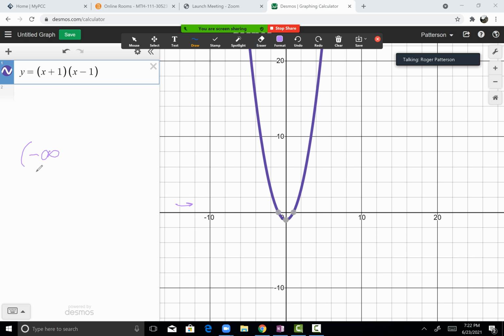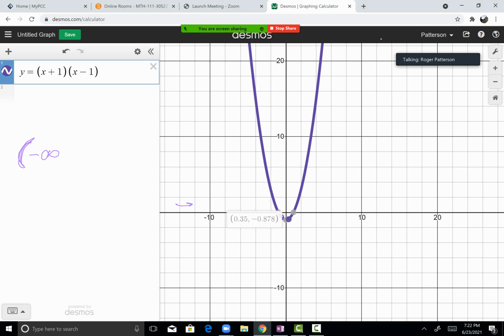I'm using interval notation where the parenthesis means that it does not include that number. And you can't include infinity because it's infinity, so you put a parenthesis there. But at some point, this thing is flat. It's not increasing or decreasing. They say that it's constant. And that's going to be right down here at the bottom. So at 0, nothing's happening there. It's just flat.